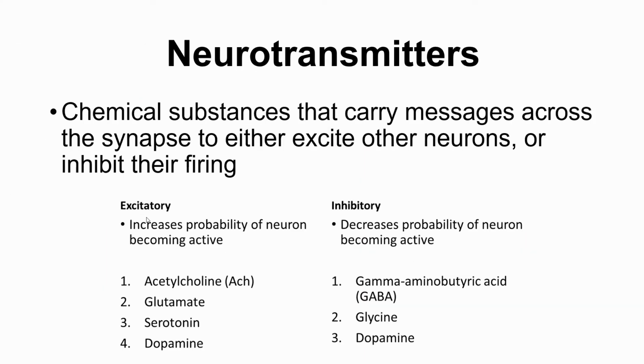So just another way of saying it, excitatory neurotransmitters increase the probability of a neuron becoming active or firing, and inhibitory neurotransmitters decrease the probability of a neuron becoming active. These are just a couple of examples of some well-known excitatory and inhibitory neurotransmitters. I will point out that dopamine can do both, which is just lovely and confusing. But depending on what kind of site these neurotransmitters bind to, they can create different effects.